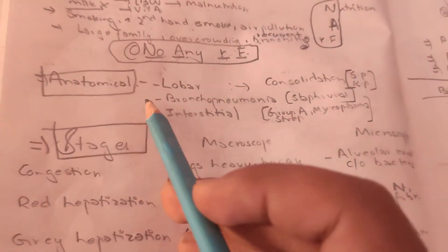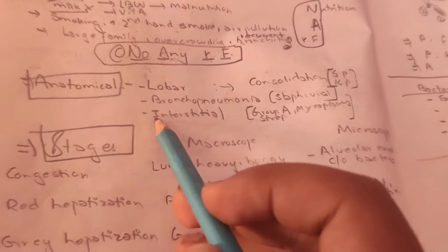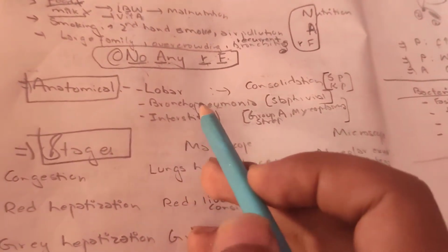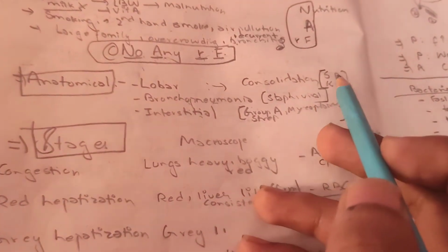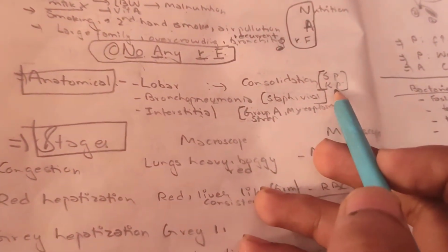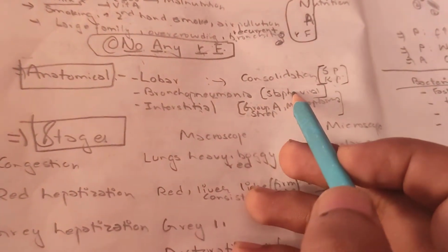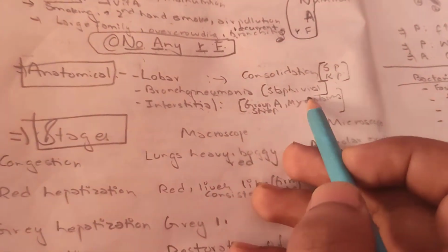Now, classification according to the anatomical structure involved during pneumonia. There are three types: lobar, bronchopneumonia or lobular, and interstitial. Which organisms cause lobar pneumonia? That is Streptococcus pneumoniae, Klebsiella pneumoniae, and other gram-negative bacteria. Bronchopneumonia: Staphylococcus aureus. Interstitial pneumonia: Group A Streptococcus and Mycoplasma.